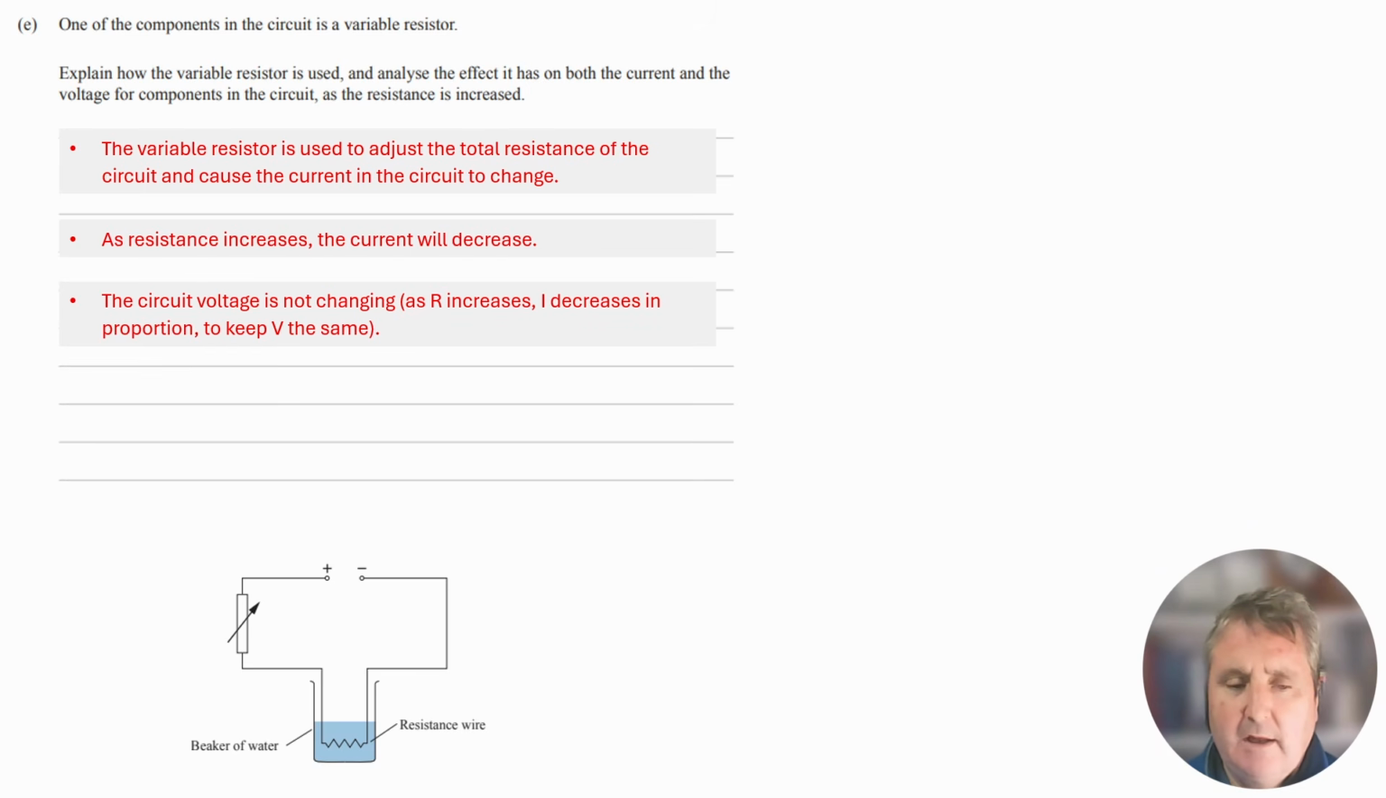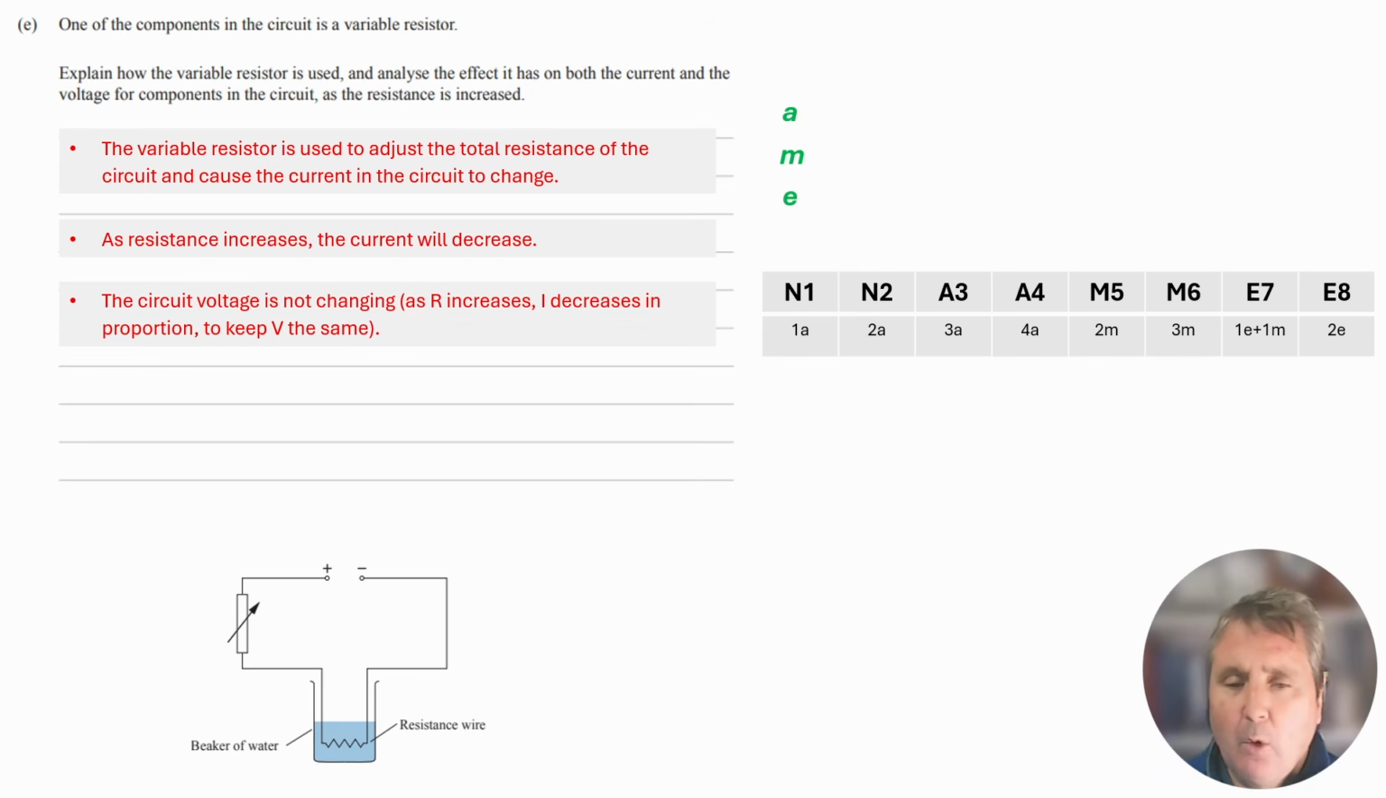This is quite a tricky concept here, but if you can get the idea that if you increase the resistance, you reduce the current, that's cool. But you also need to know that if one component increases its resistance, it takes a bigger share of the voltage that's produced by the power supply. So you can get an achieved, a merit, or an excellence here.